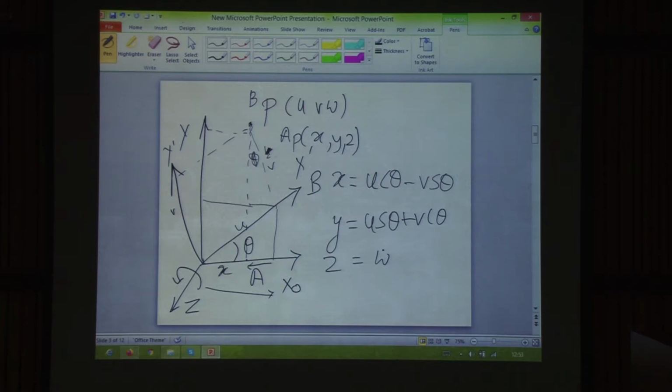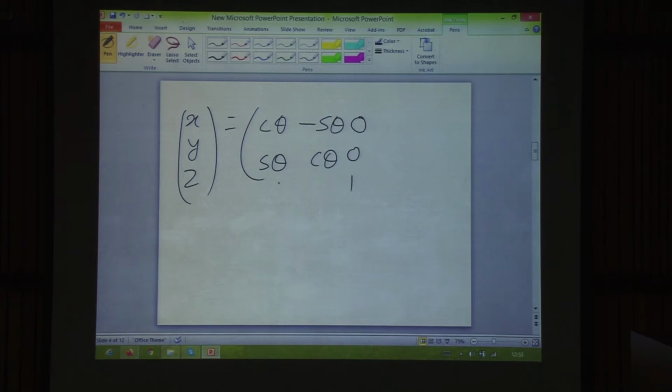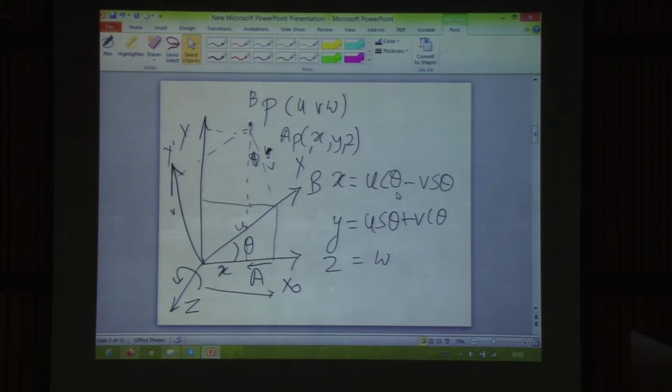So, if I write it in matrix form, then I can write this as x, y and z on the left hand side is equal to cos theta, minus sin theta, and sin theta, cos theta, 0, 0, 1, 0, 0, and on the other side we have u, v and w. So, I am writing this in matrix form. Okay. The same thing on the left hand side you have x, y and z, then on this side you have u, v and w.